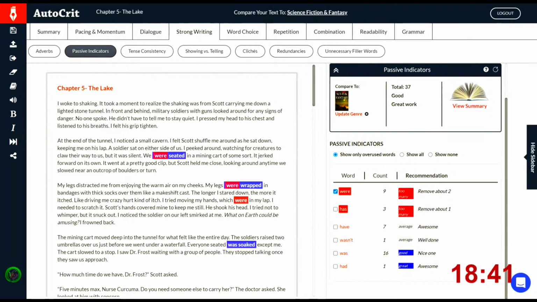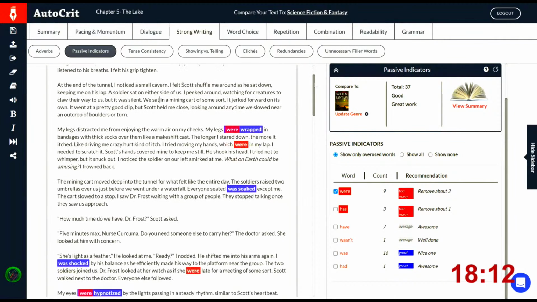I felt Scott shuffle me around as he sat down, keeping me on his lap. A soldier sat on either side of us, peeking around, watching for creatures to claw their way to us, but it was silent. We were seated in a mining cart of some sort. So we sat in a mining cart of some sort. It jerked on its own.